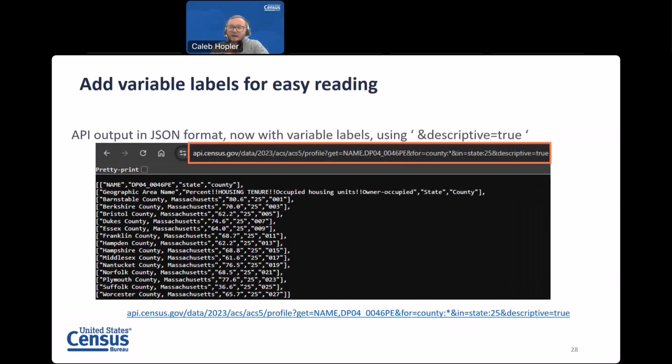You can also add labels to your variables to make it easier to read and understand. So whereas NAME that I showed earlier gives you the geographic labels, adding &descriptive=true at the end of the API call gives you a variable label in row 2. So this is optional, of course, but I highly recommend it so you can, one, confirm that you are understanding what data you are grabbing in the API, and two, to also confirm that you are grabbing the right data point that you actually want.